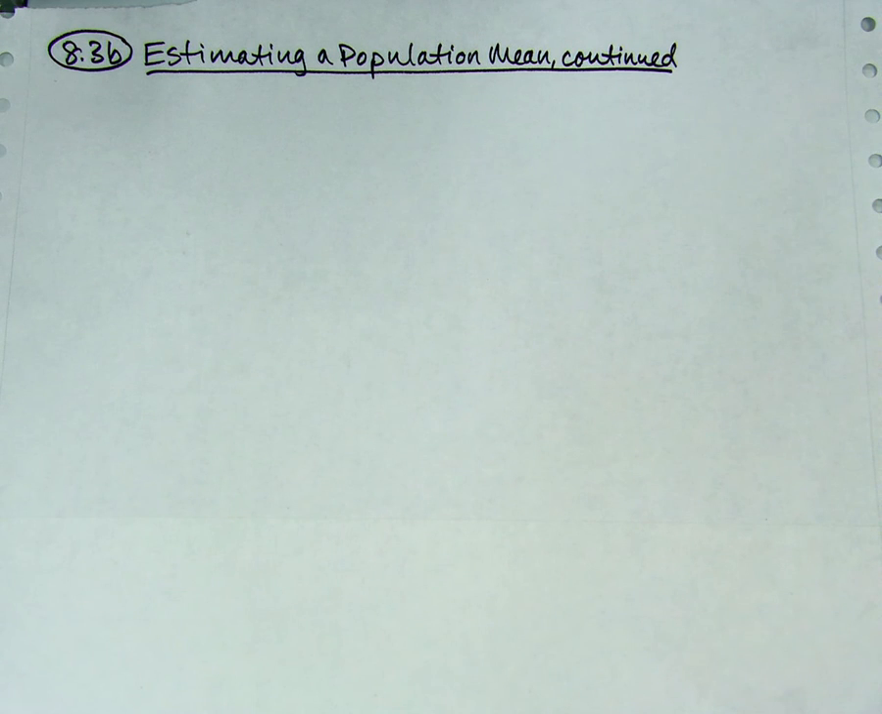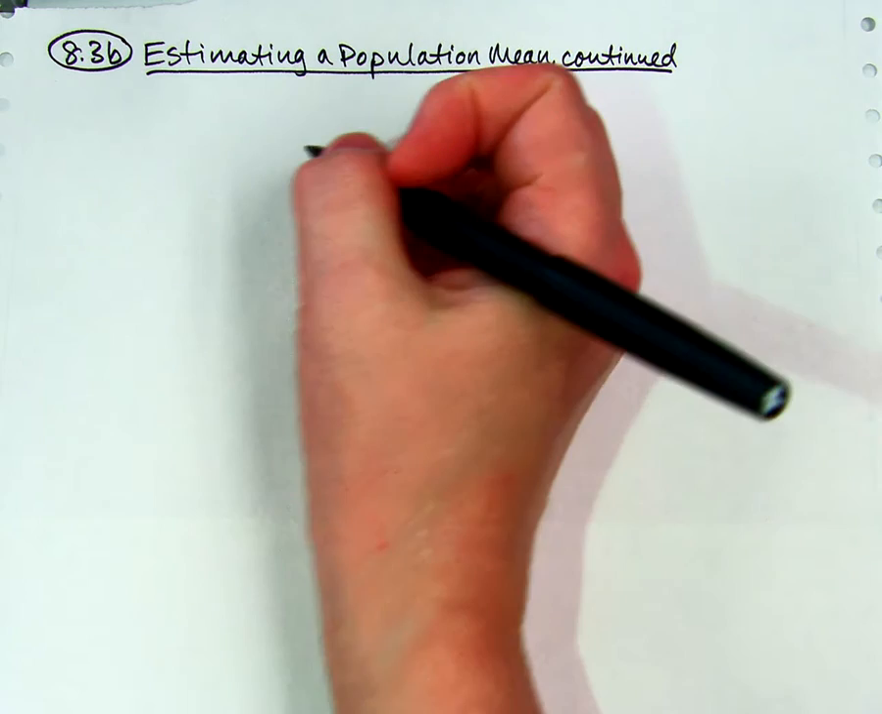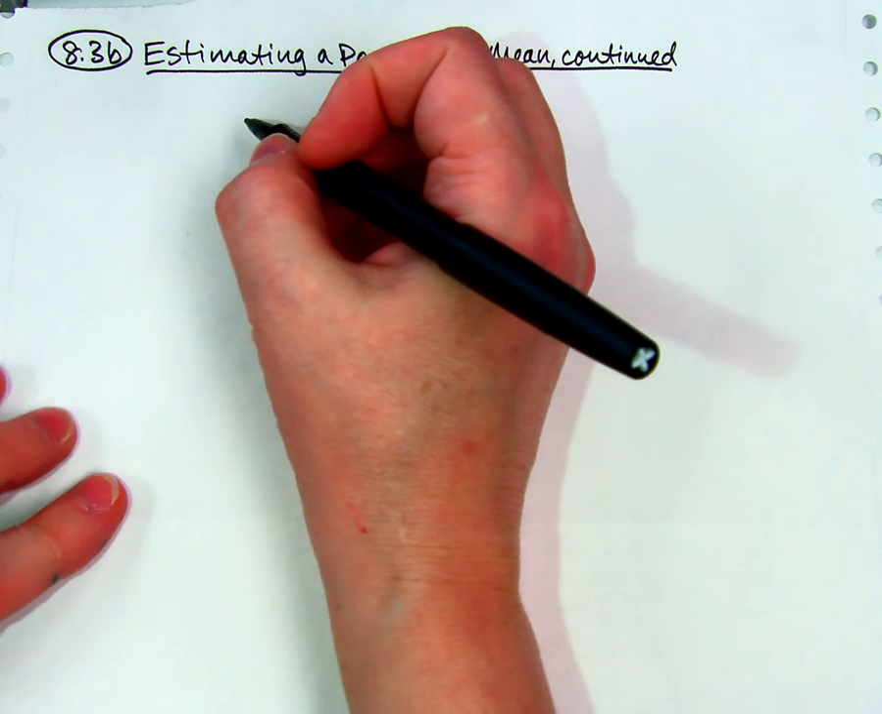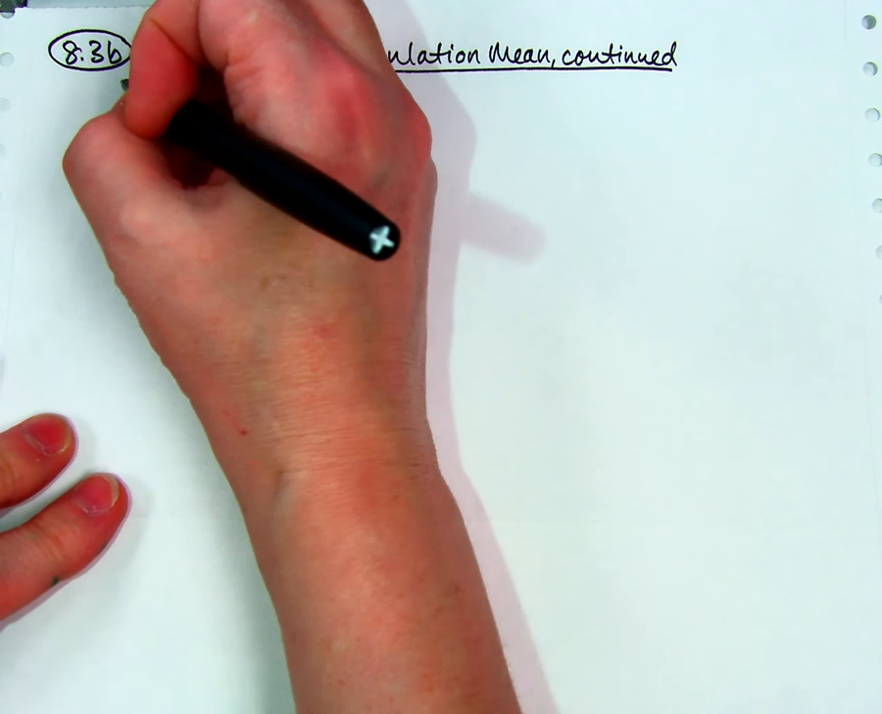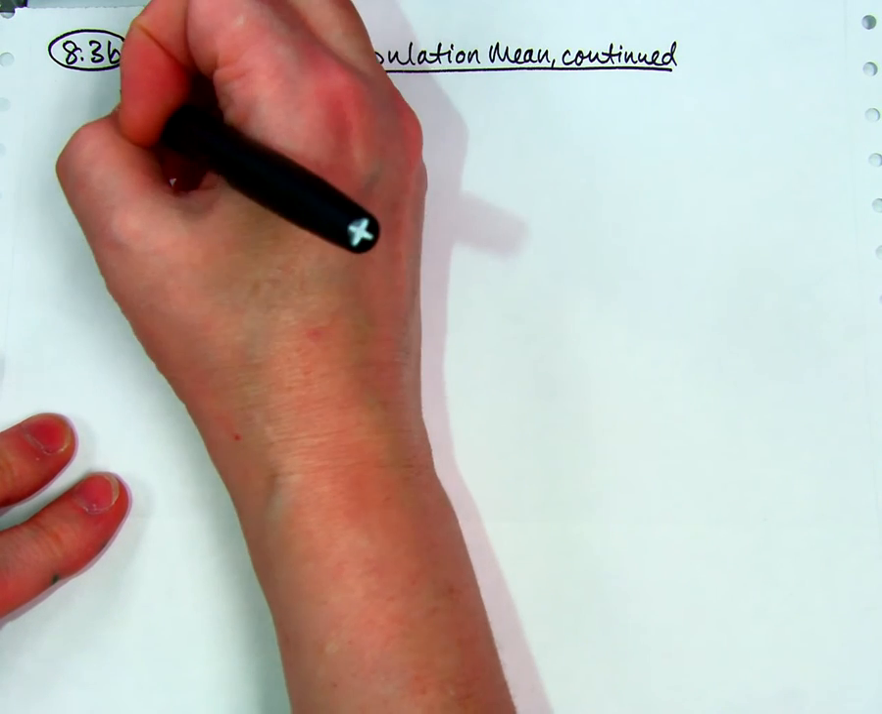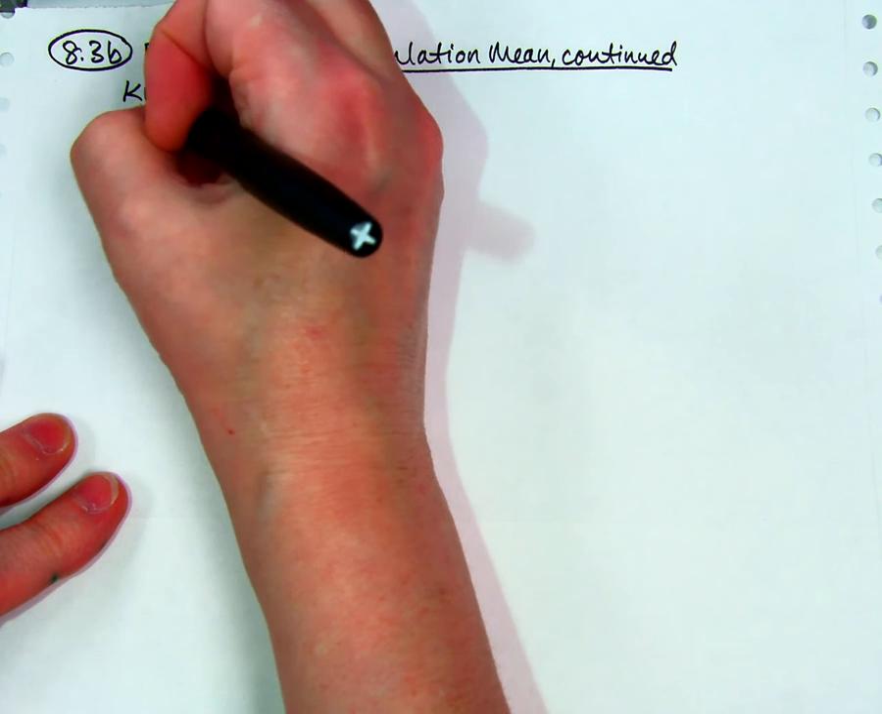We are continuing to talk about confidence intervals for a population mean. And I'm going to quickly review what we did with the t distribution in 8.3a. I guess it wasn't yesterday, but yeah.